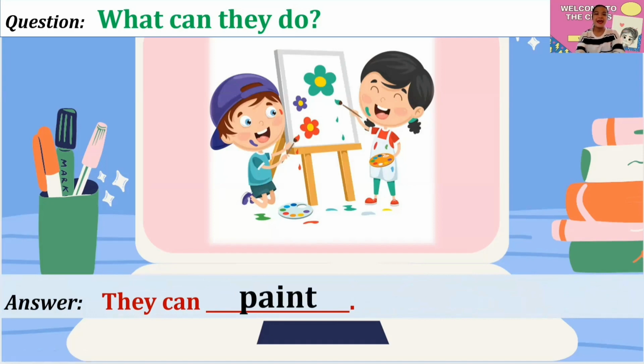Very good. They can paint. Everybody, what can they do? They can paint. Perfect. Now, let's read this one slowly. What can they do? They can paint. I want you guys to read it properly by yourself. Let's begin here.